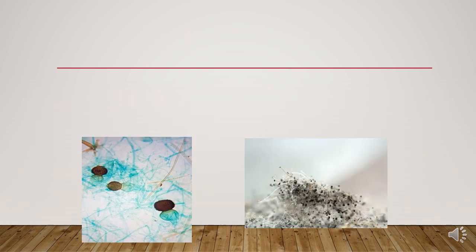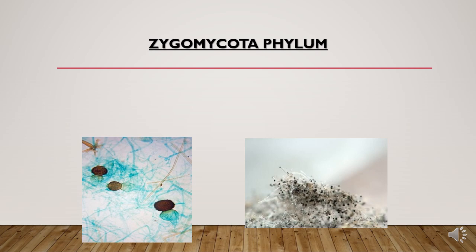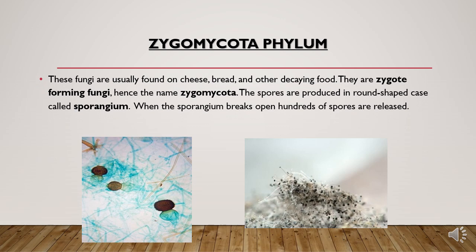So now let us proceed with one illustration. The Zygomycota phylum. So this phylum is, as we can see with the illustration, the Zygomycota phylum. So let us discuss the Zygomycota phylum. These fungi are usually found on cheese, bread, and other decaying food. The zygote forming fungi, hence the name Zygomycota. So these actually form a certain zygote, and the zygote is where the name Zygomycota arises.